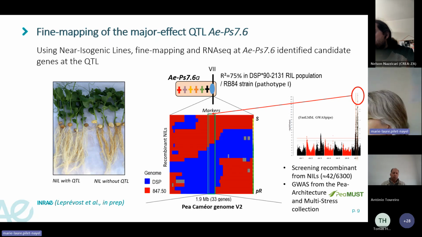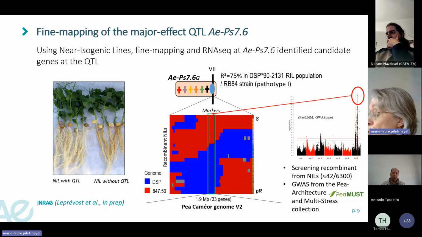interval, and by GWAS analysis, in a P architecture and multi-stress collection, which is another collection which was sequenced in the exome parts of the genome, we identified a major QTL peak exactly in the same interval, in the 1.9 megabase interval. And we identified in this interval 33 genes on the version 2 of the P reference genome.